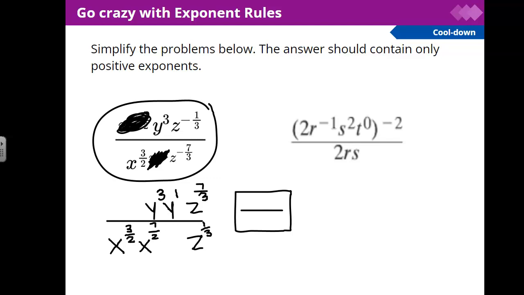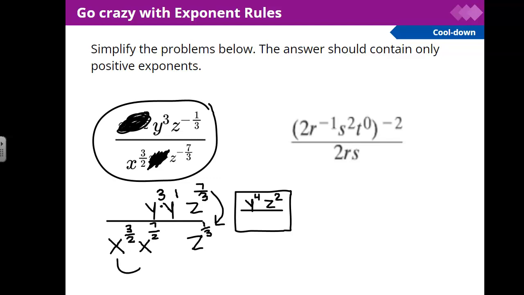Let's start with the top. Y to the third, y to the first. If we're multiplying everything on top together, and that's what's really happening, by the way, we're really just multiplying. We add the exponents, so that is going to be 3 plus 1, which is 4. Then we're going to look at the z's. 7 over 3 minus 1 over 3, because we're dividing, so we're going to subtract. That would be 6 over 3. 6 divided by 3 is 2.